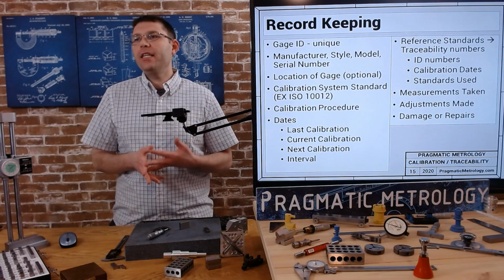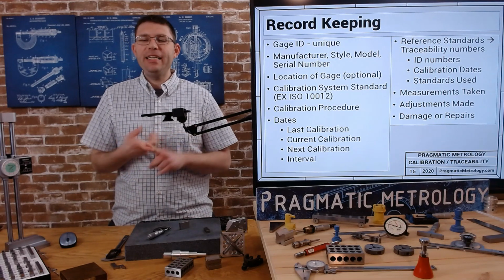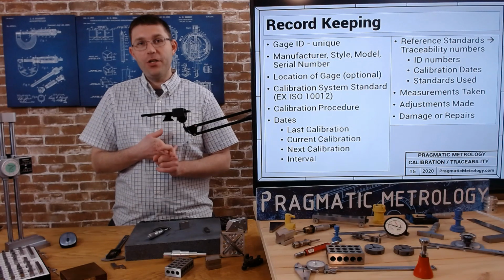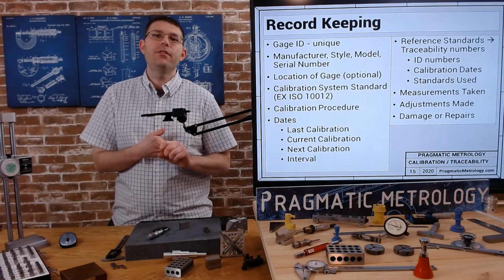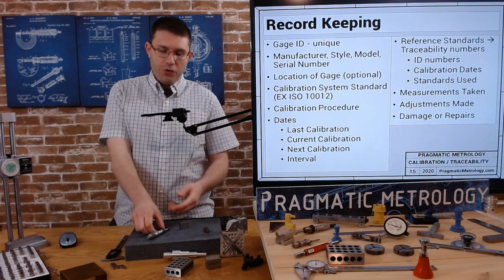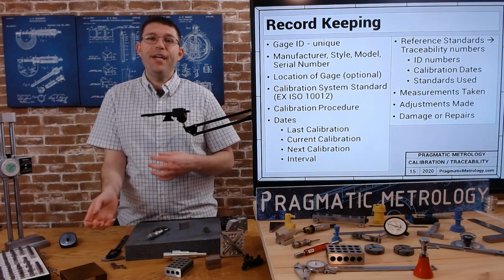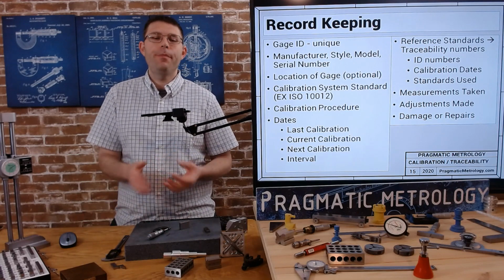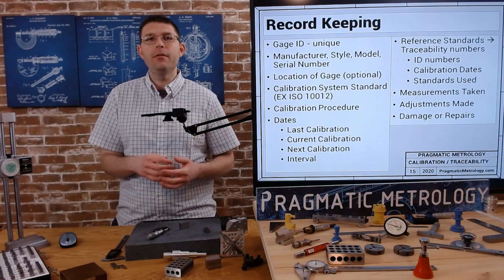For the reference standards and traceability numbers, you need the ID numbers of your standards, the calibration dates of those standards, and the standards that you use to calibrate those as well. You'll need to record the measurements you took, the adjustments you might have made, and any damage or repairs that were noted and performed.